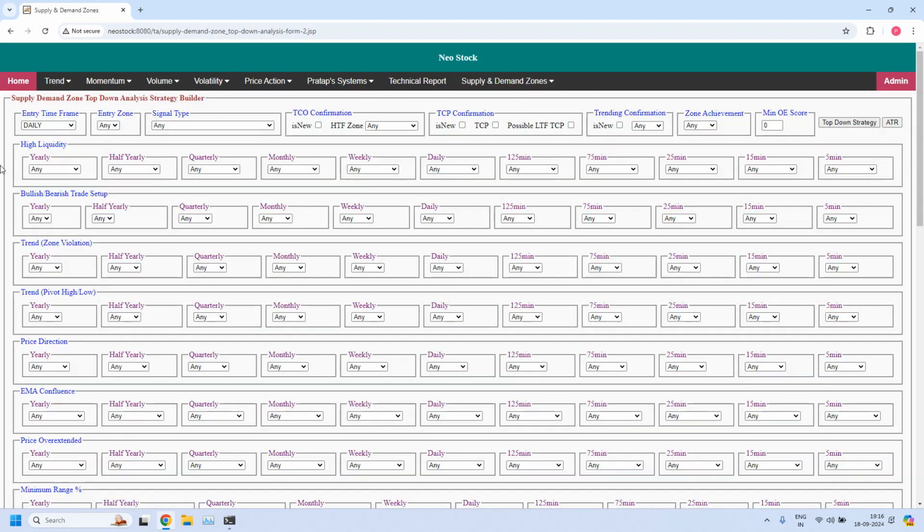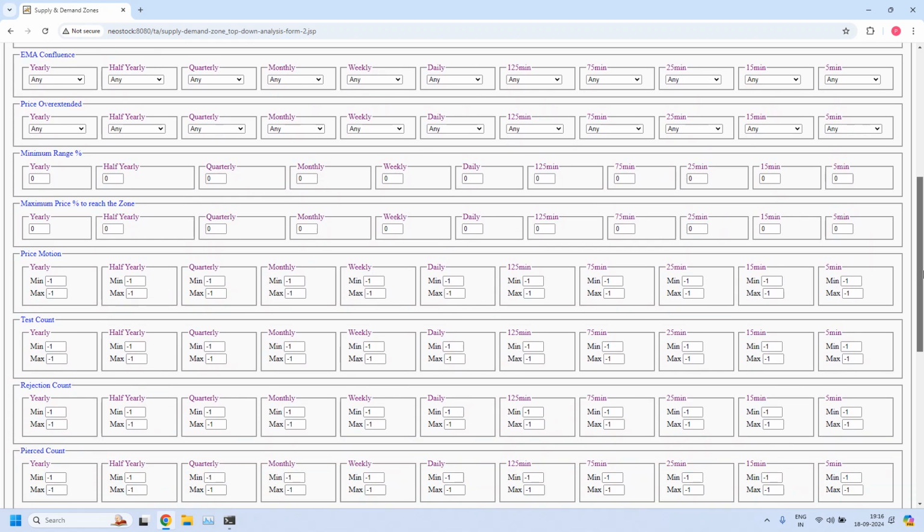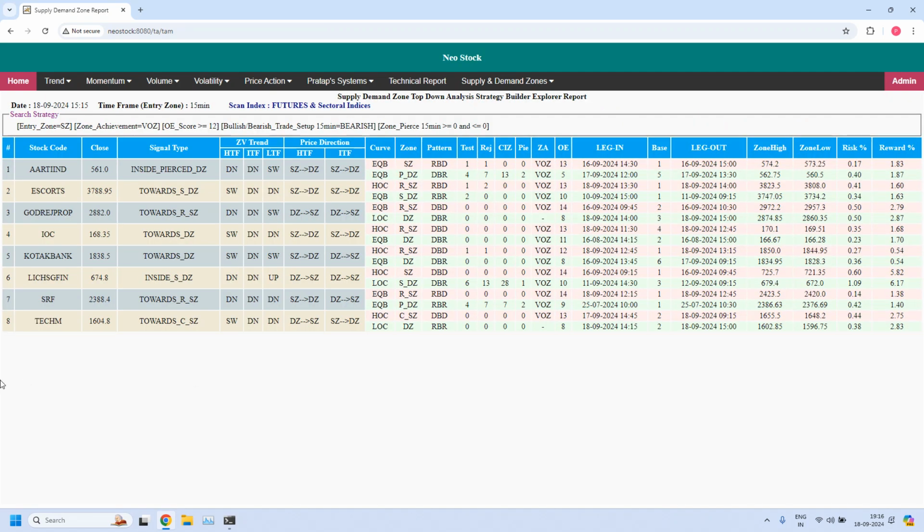bearish trade setup for daily income trade. Entry time frame is 15 minutes, entry zone, supply zone. In bullish or bearish trade setup at 15 minutes, I am selecting bearish. The 15 minute supply zone should not be pierced. So in the pierced count at 15 minutes time frame, minimum value I am setting 0, maximum value 0. Zone achievement is violated opposing zone. Minimum odd enhanced score is 12, and all the 3 filters are applied to the 15 minute supply zone. Now let's verify.